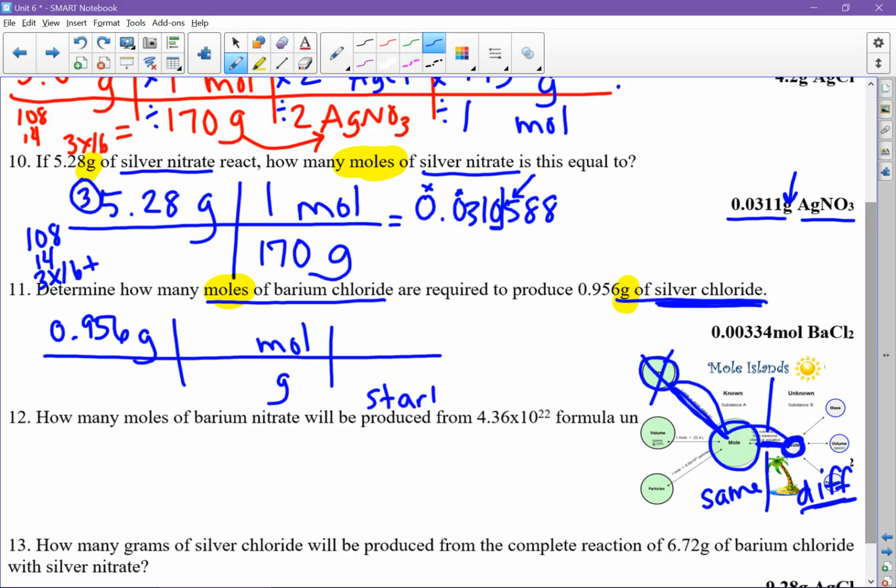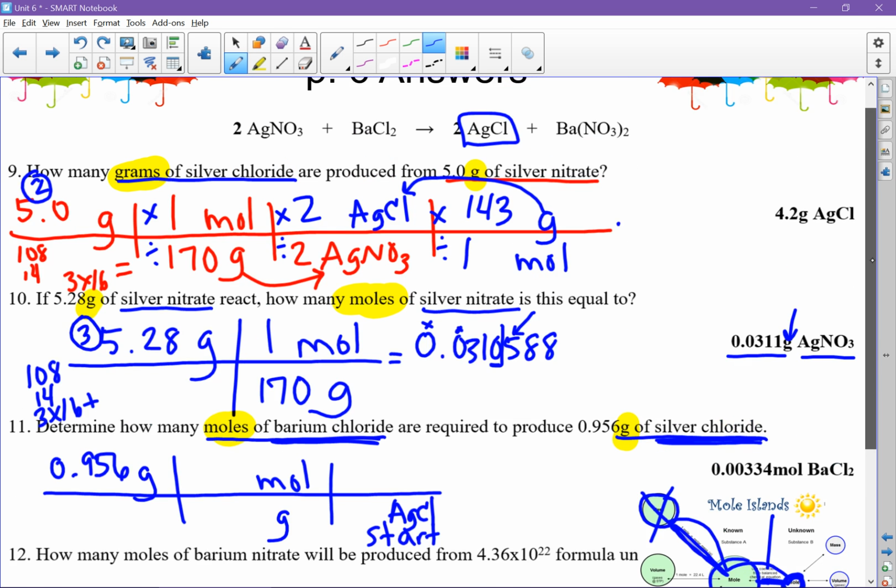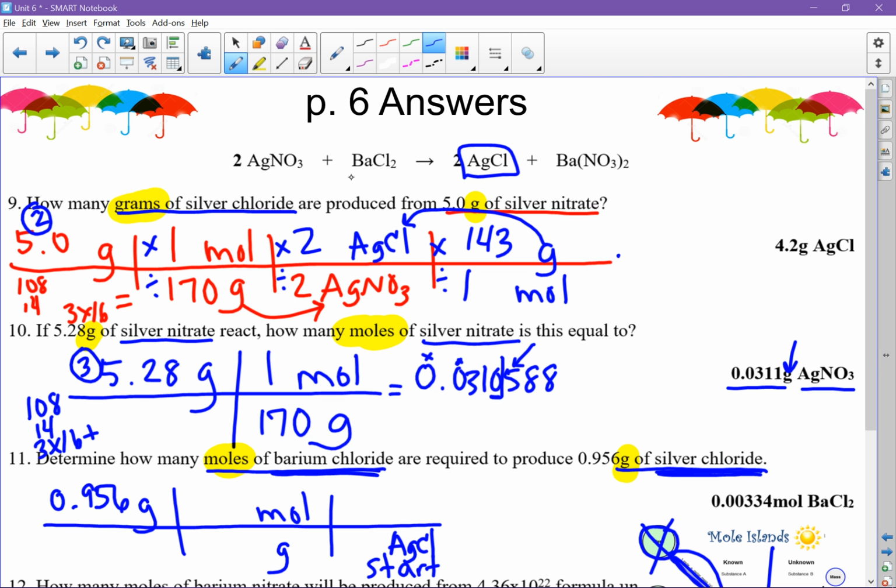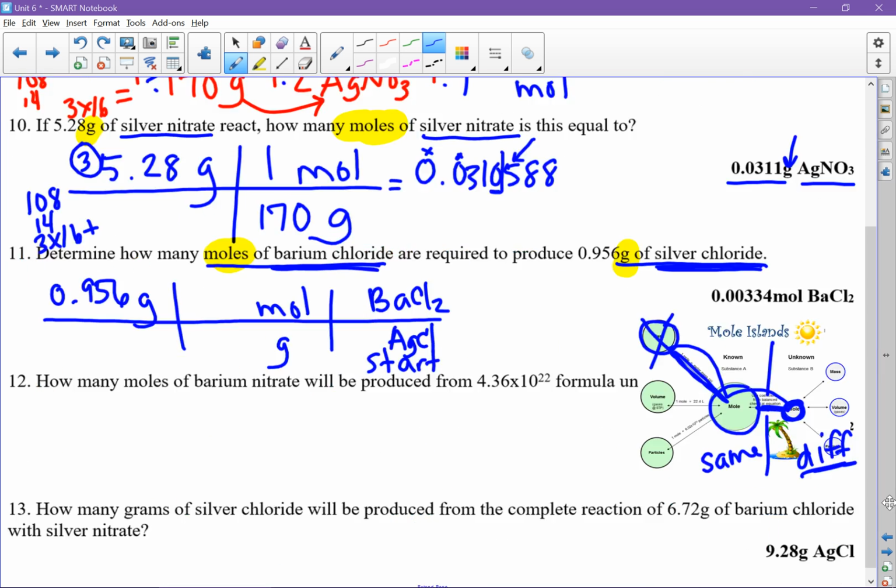Whatever your starting chemical is, you go down to the bottom. The chemical that I want is barium chloride. Again, find it in the reaction. You don't have to guess. Barium chloride is right here. That's what will go next. Then what you're going to do is use your numbers. When I've got these two different chemicals together, use the coefficients. So BaCl2 has a coefficient of 1, AgCl has a 2.